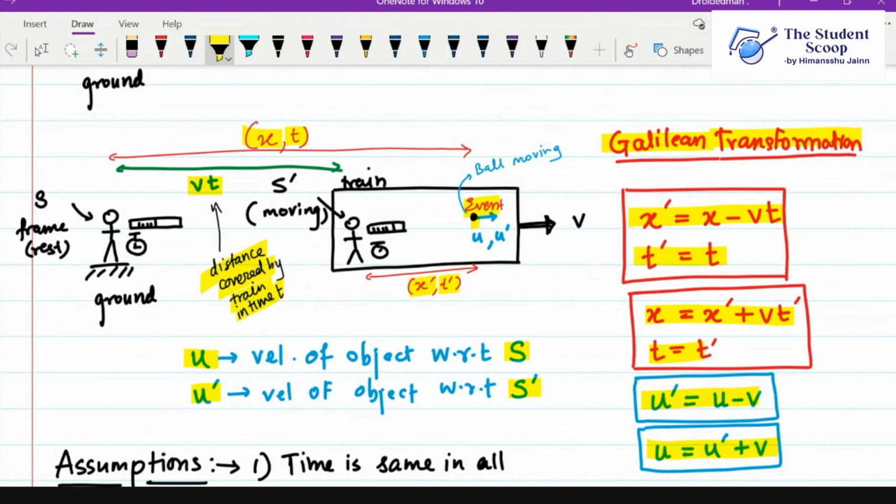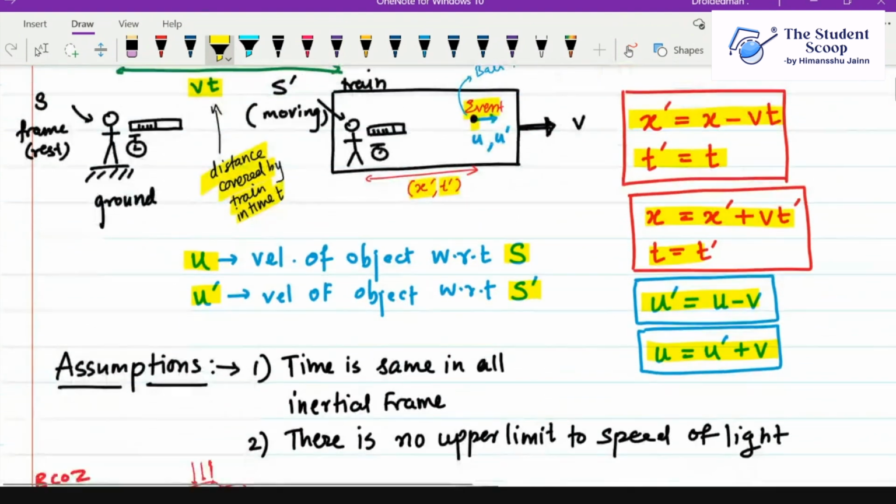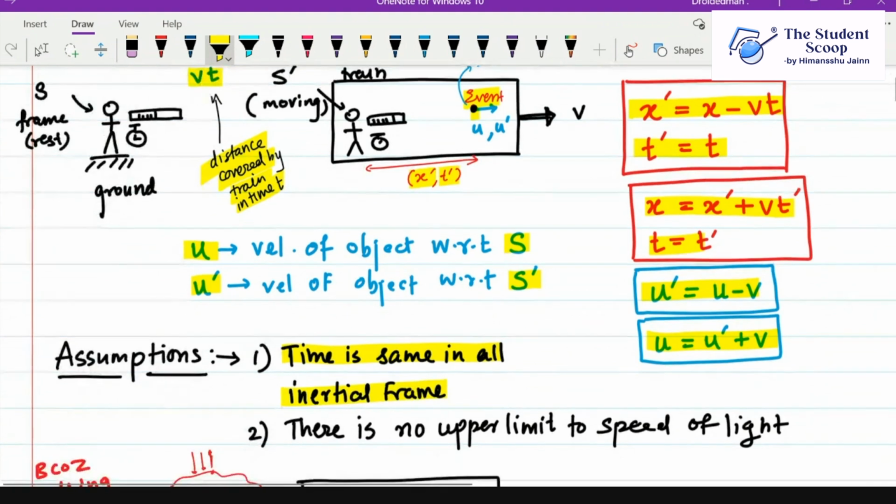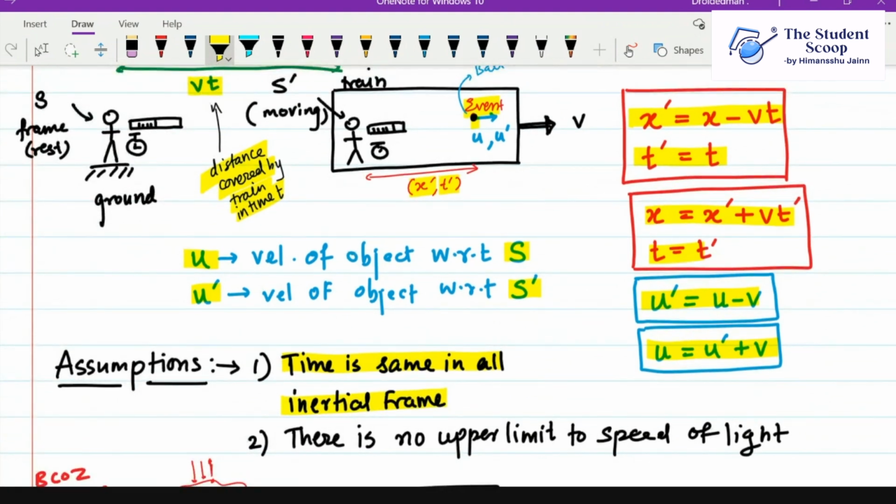Now, there are two assumptions in Galilean transformation that can be violated in certain conditions. The first assumption is that the time is the same for all inertial frames. Okay. Now, what is an inertial frame? An inertial frame is a non-accelerating frame. So any frame that is moving with a constant speed or is stationary can be taken as an inertial frame. And in this chapter, we are only going to deal with inertial frames. Okay. The second assumption is that there is no upper limit to the speed of light.